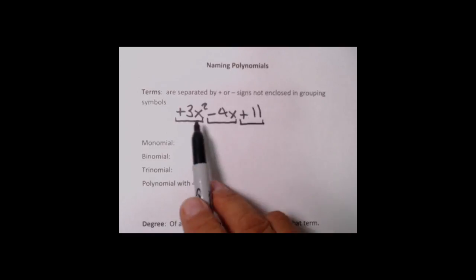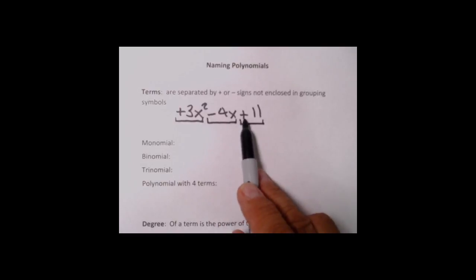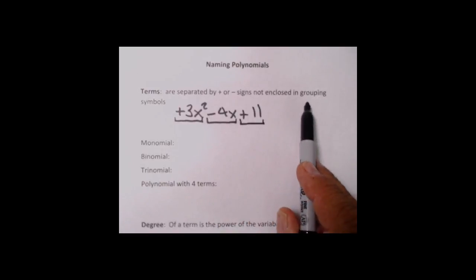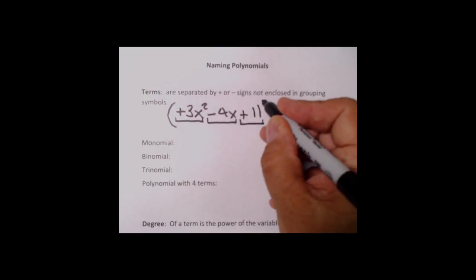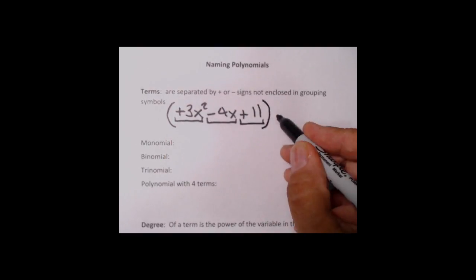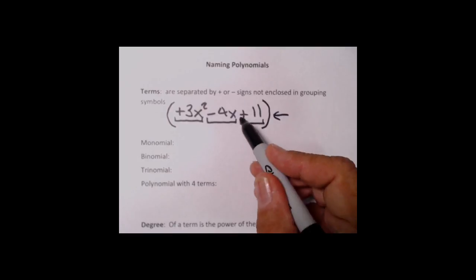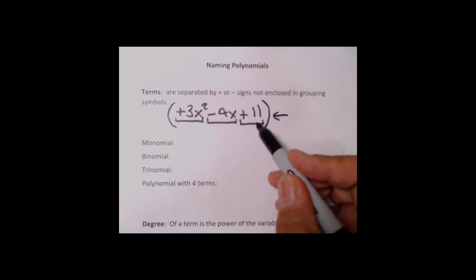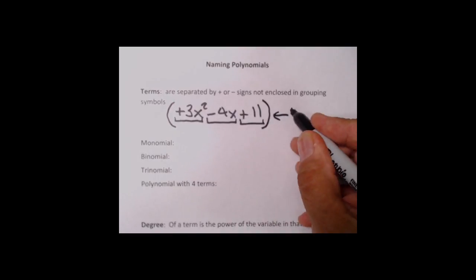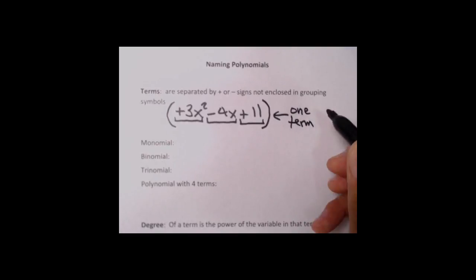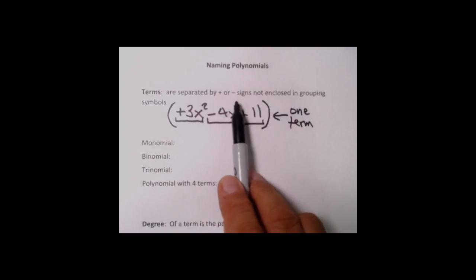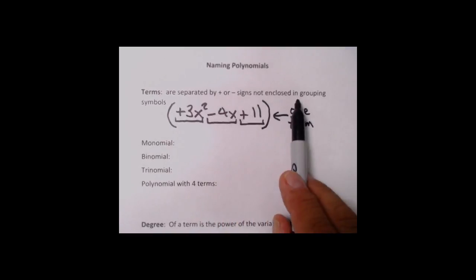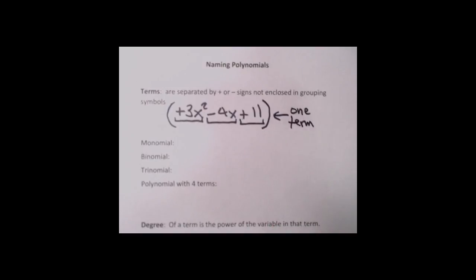Now, we said plus and minus signs count as separators as long as they're not enclosed in grouping symbols. If I put a set of parentheses around this whole thing, then all of those plus and minus signs inside no longer count as separators, and we really just have one term here. So remember, when we talk about terms, they're separated by plus or minus signs that are not enclosed in grouping symbols.